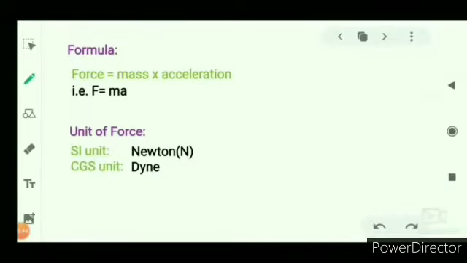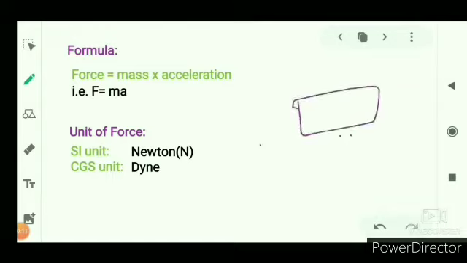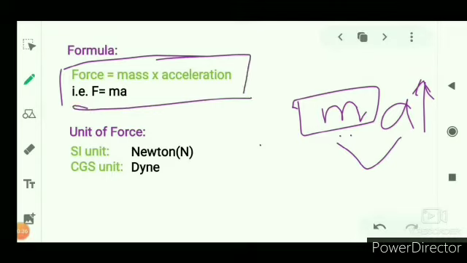Now we will see the definition, the formula for force. What is the formula for force? So we have seen that when a force is applied, the position of the particle is changed. Here is some particle of mass m. When the position of the particle is changed, it means it has accelerated. It has some acceleration. So what will be the formula for force? Force is the product of mass and acceleration.